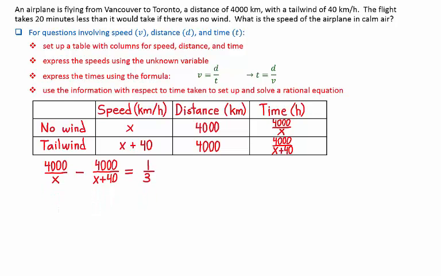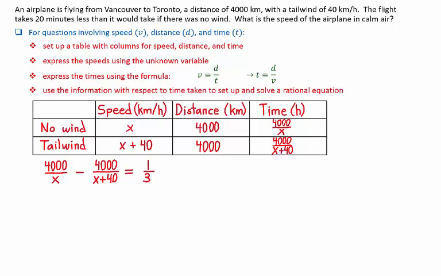This means that 4,000 over x minus 4,000 over x plus 40, this is the difference between the time taken with no wind and with wind. This has to be equal to 20 minutes, which is exactly 1/3 of an hour. Note here we have a rational equation. The denominators are x, x plus 40, and 3.